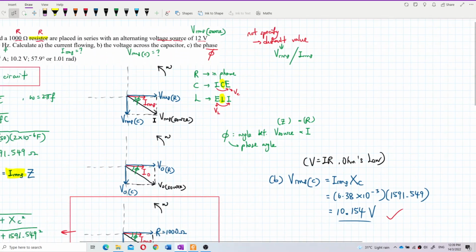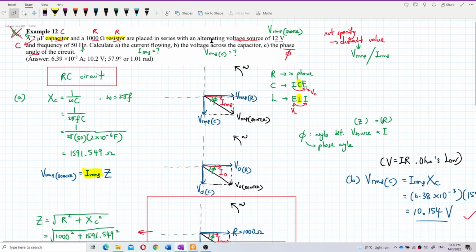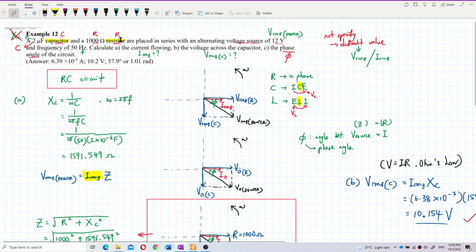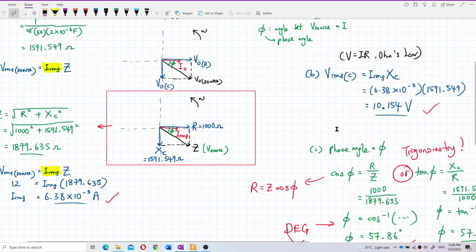Very simple for this chapter. This is the main question. This question only has a resistor and capacitor. We don't have the inductor yet.